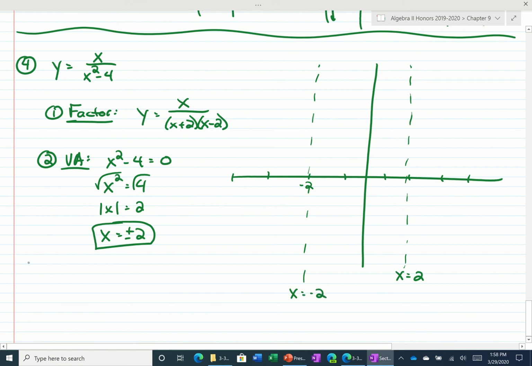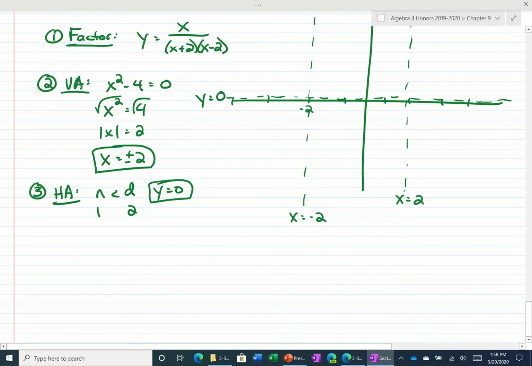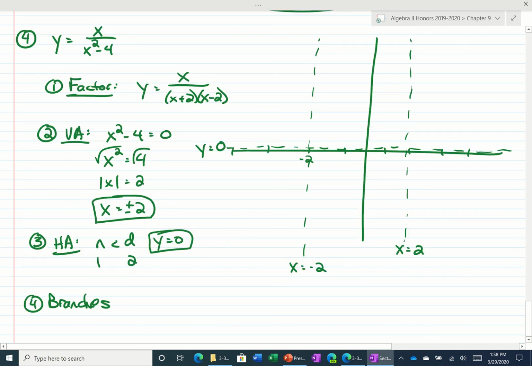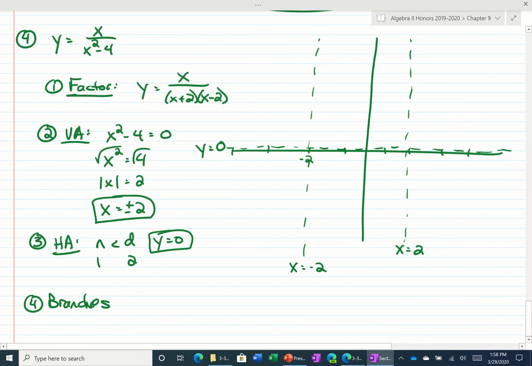All right, so let's keep going. Let's go to step number 3, the horizontal asymptote. The top degree is 1, the bottom degree is 2. So we have another y equals 0 horizontal asymptote. And then for our fourth step, we want to figure out where the branches go. We're going to be plugging in values to the left and right of each of these vertical asymptotes. So I'm going to plug in -3 and -1 for the one on the left, and I'll plug in 1 and 3 for the one on the right.